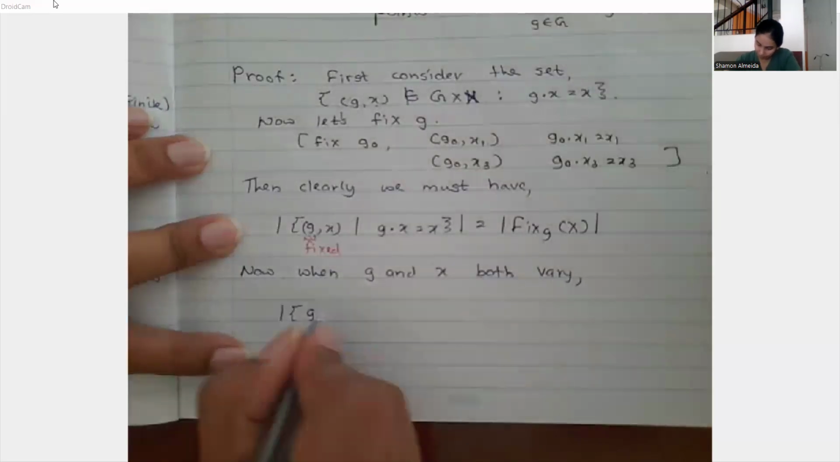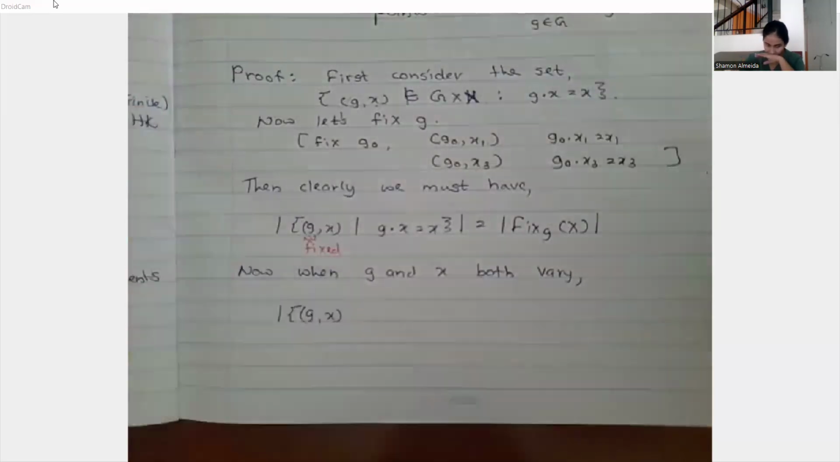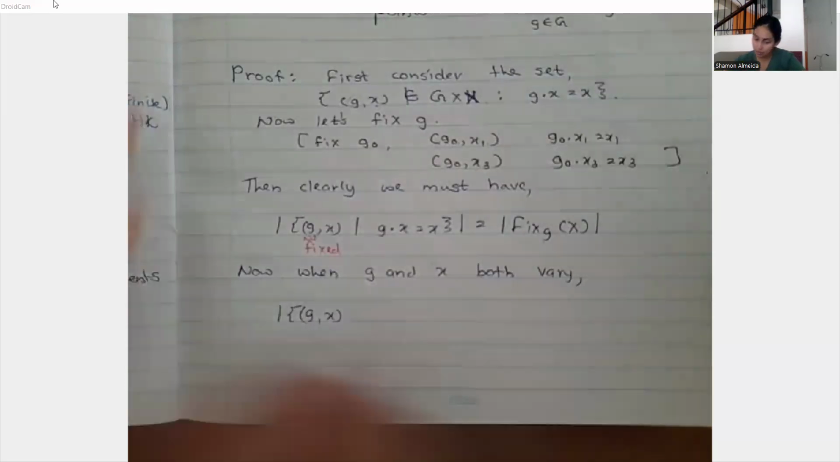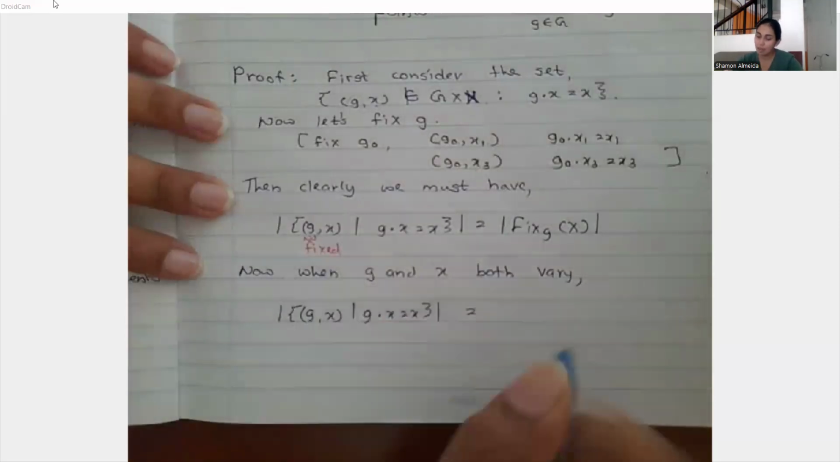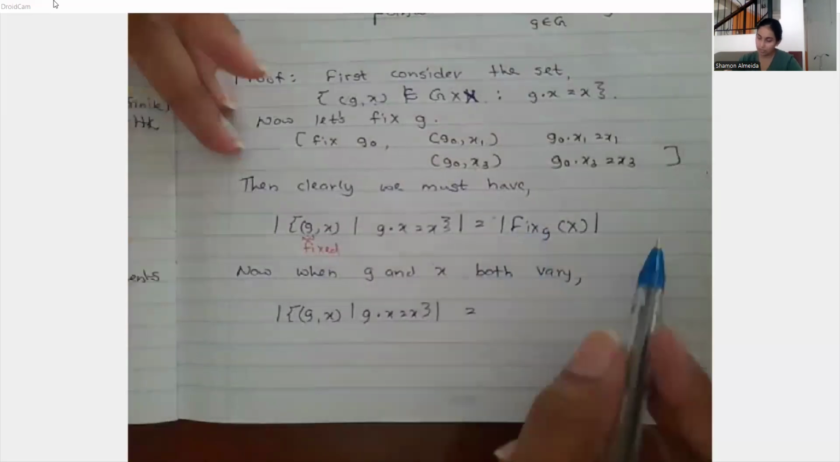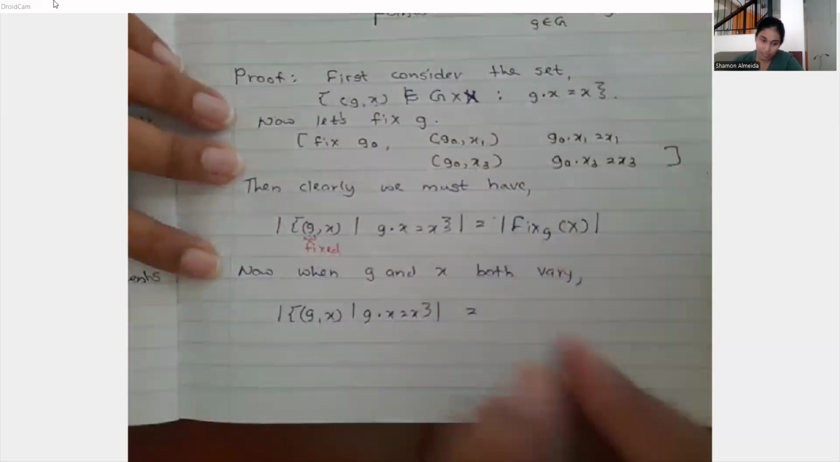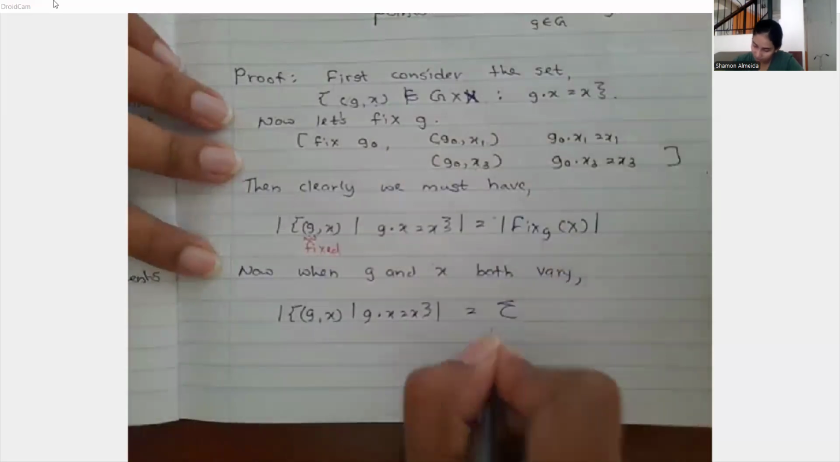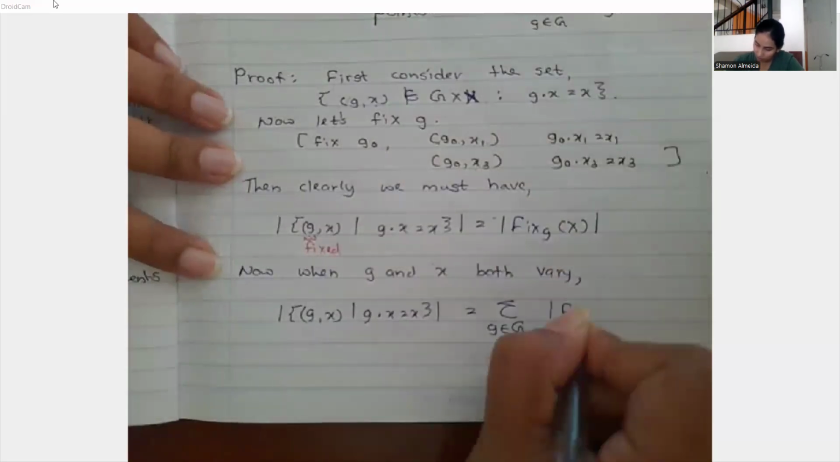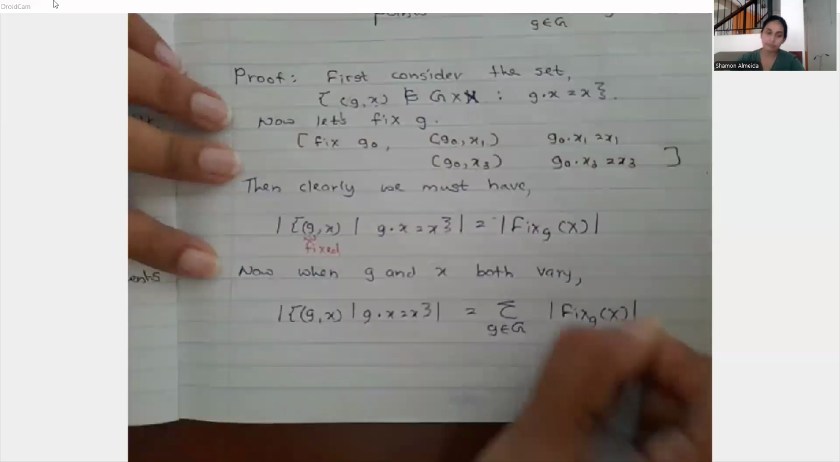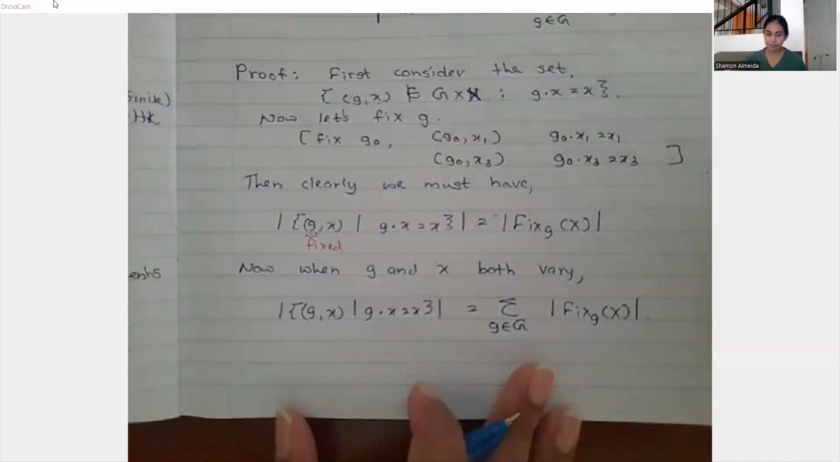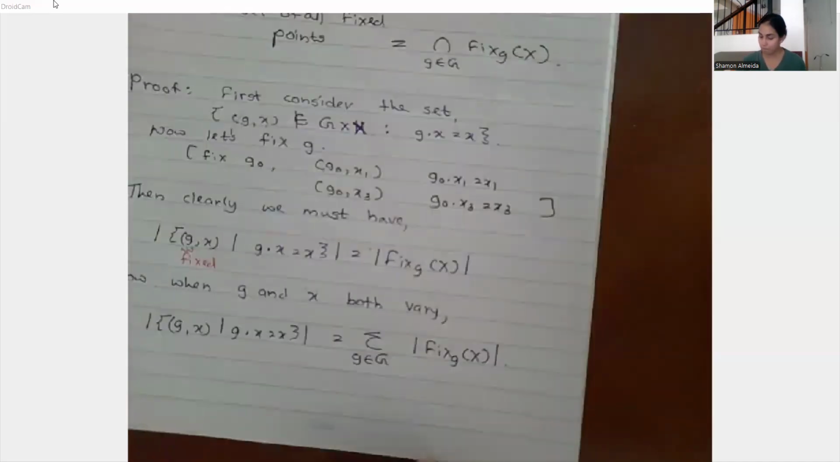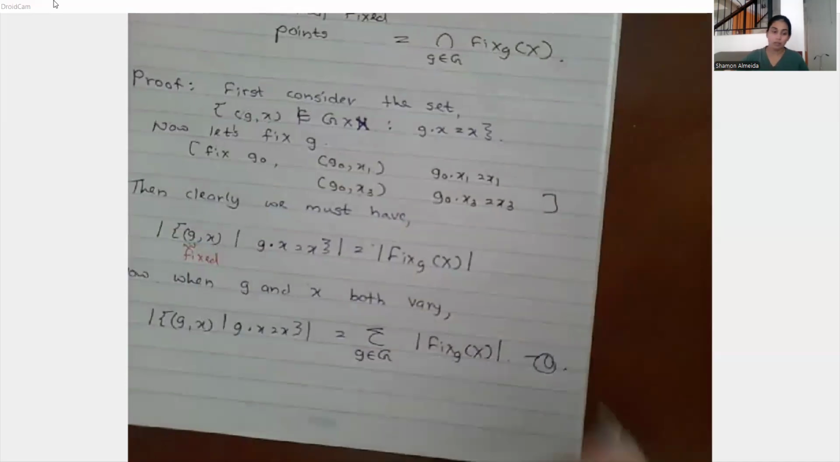So you see, when you vary g and x both, the number of elements in this set, where g·x is equal to x, is the same as the summation of all these orders. So we see this is equal to, when g varies, the number of elements over here. This is when both g and x vary, right? Okay. Let's take this to be 1.